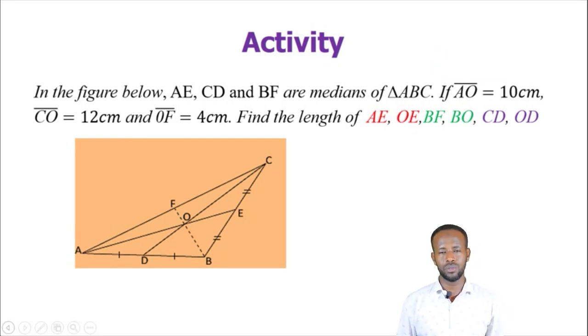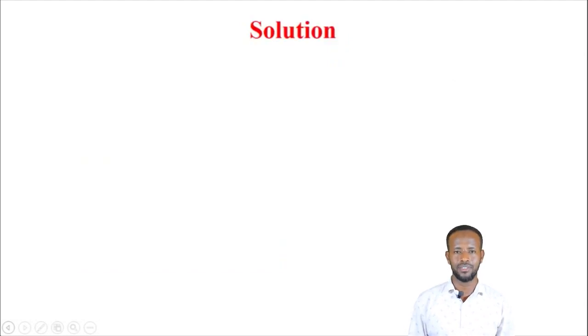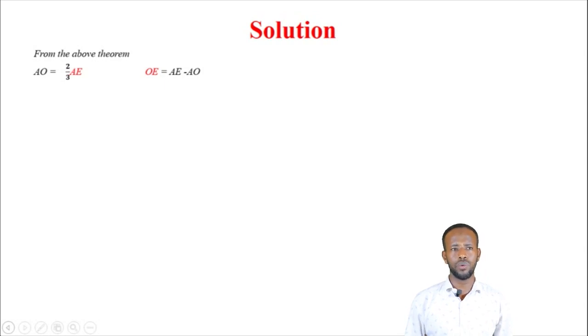Okay, welcome back, students. I hope that you got the correct answers. Even if you didn't get them, come and look carefully so that you can take correction. Let us see the solution. From the above theorem, AO is equal to what? 2/3 of AE. And OE is equal to what? AE minus AO. If we get AO, we can find OE again, isn't it?